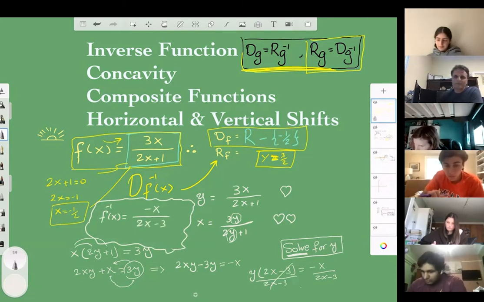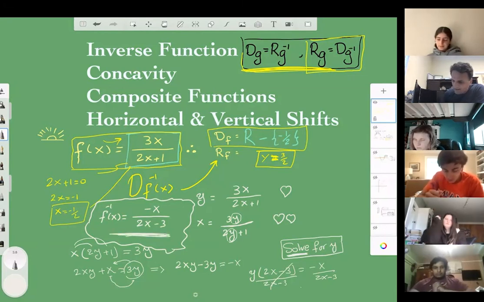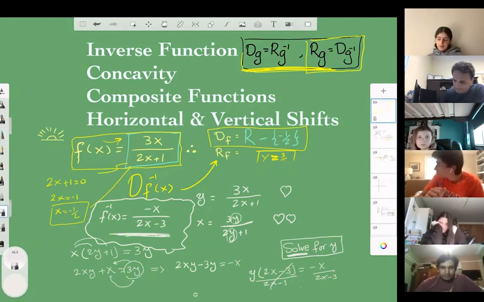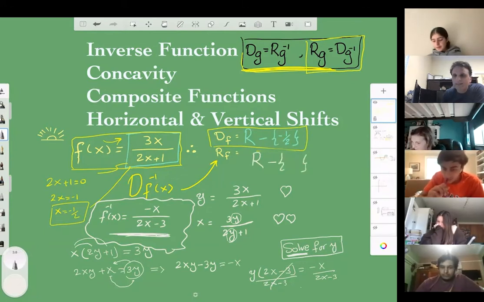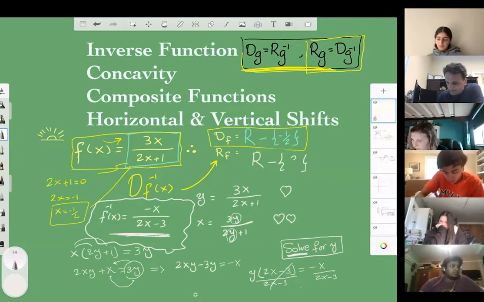What is the domain of this function? Again, you're going to find the domain in your note sheet. There are bullet points. How do you find the domain? If it's a rational function, you're going to have R, real numbers, minus whatever makes the denominator 0, which is 3/2. So that's the range.